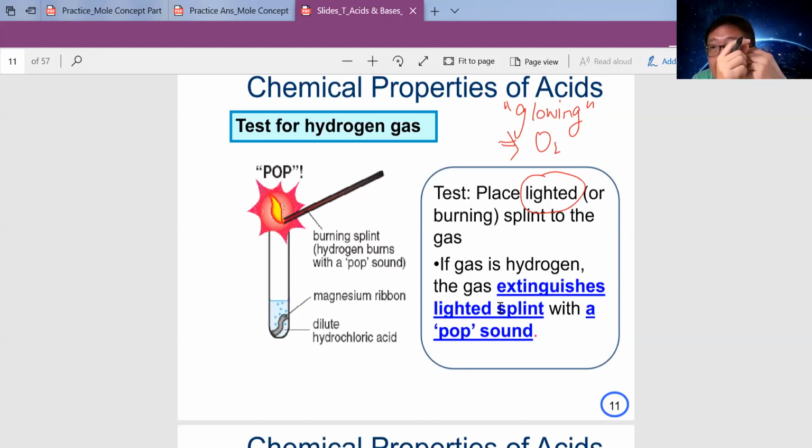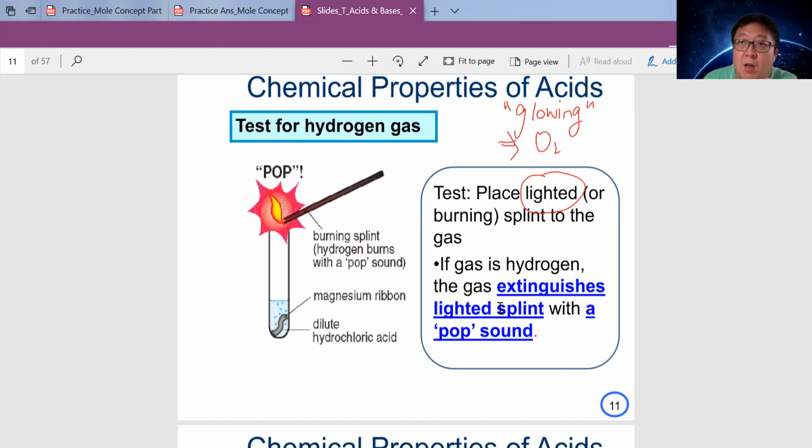A lighter splint, you see the end there, or your incense stick. You see people who do incense stick, right? That is called a glowing splint. There's a difference. Some students use a glowing splint during the exam to try to test for hydrogen. I can tell you, 1,000 years also will not get a pop sound.